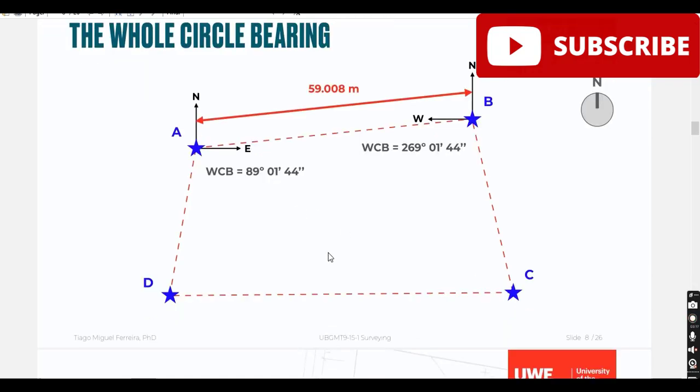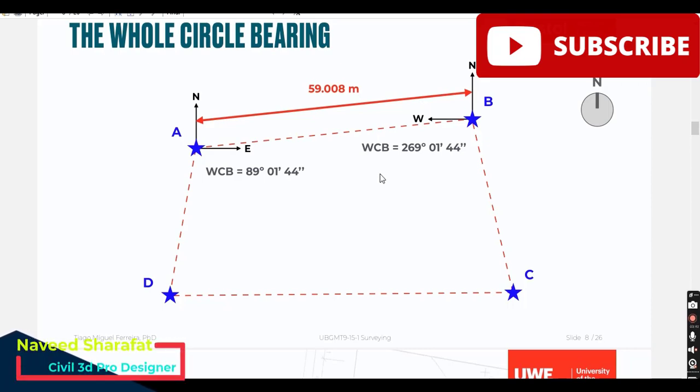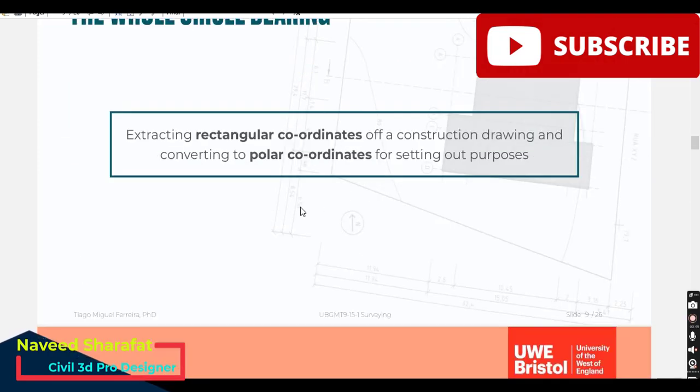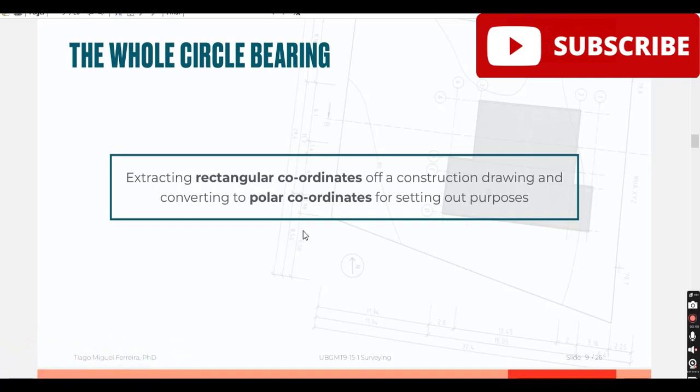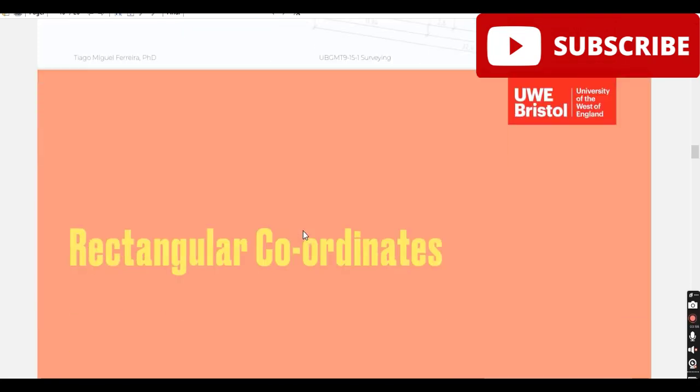For example, we have a traverse network and we are going to calculate distance and bearing between any two lines. Then we will draw something like that, and if we have our horizontal whole circle bearing, we can calculate our interior angles and also our exterior angles. The whole circle bearing involves extracting rectangular coordinates from a construction drawing and converting them to polar coordinates for setting out purposes.